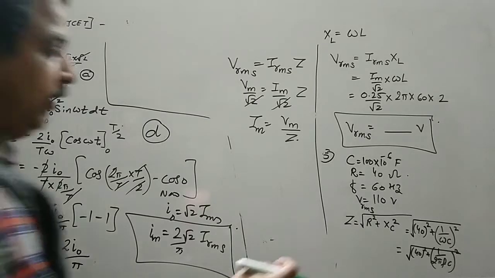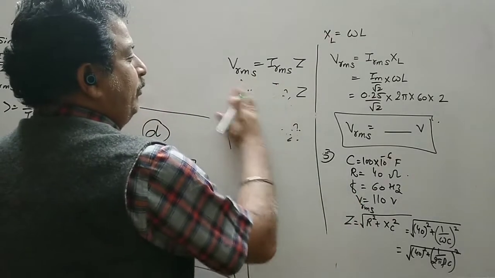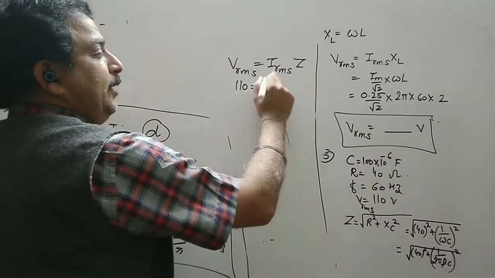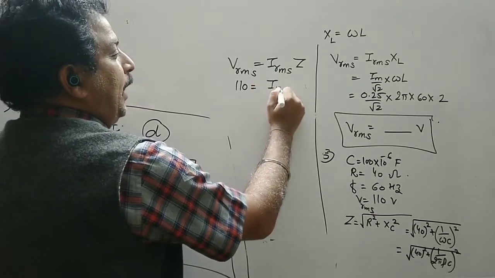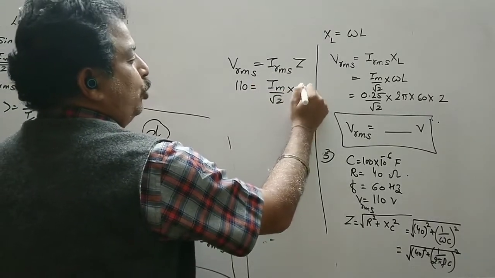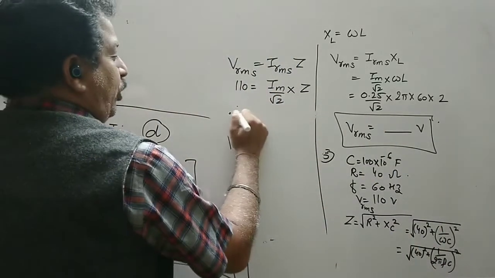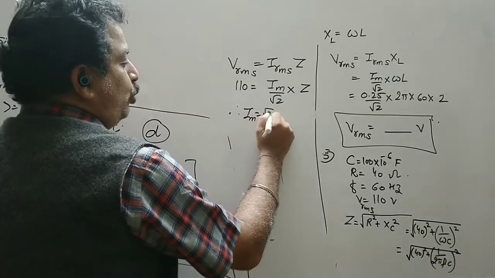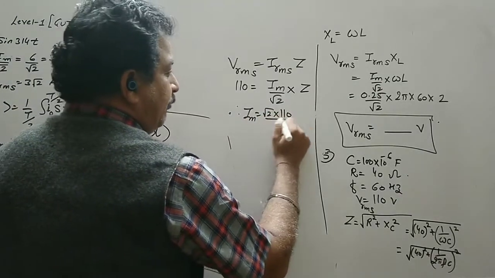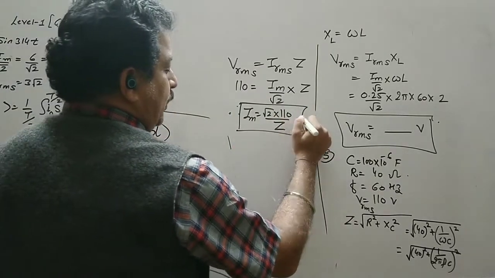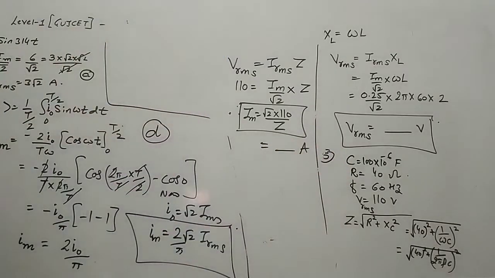But again here we have VRMS. So directly what we do is we substitute VRMS to be 110. And in the place of IRMS, I write Im divided by root 2 into the impedance. You find out this impedance from the calculation. Now, therefore, Im can be written as root 2 times 110 divided by the impedance. So this will be the formula. Now you substitute the values and find out the answer. So this much ampere of maximum current flows in the circuit.